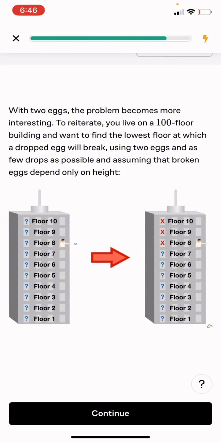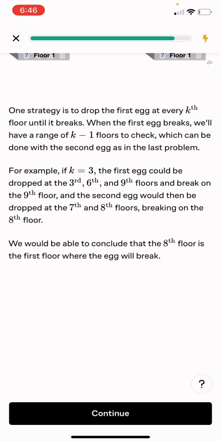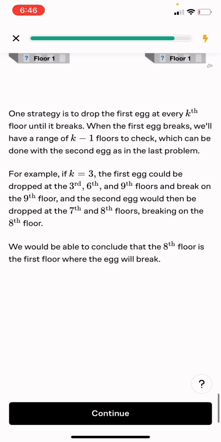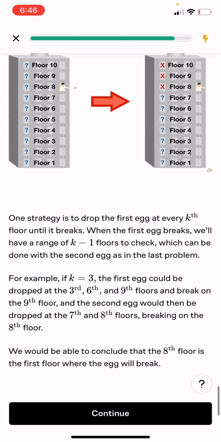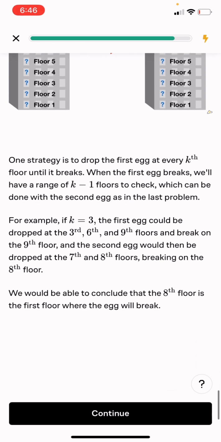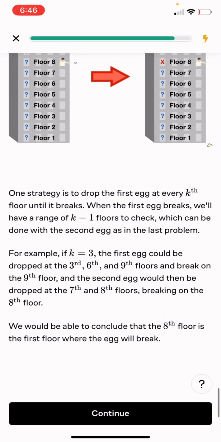Or you could always do primes, vibes. You live in a 100-floor building and want to find the lowest floor at which a dropped egg will break, using 2 eggs and as few drops as possible, assuming that breaking depends only on height. One strategy is to drop the first egg at every K floors until it breaks. When the first egg breaks, we'll have a range of K minus 1 floors to check, which should be done with the second egg as in the last problem.